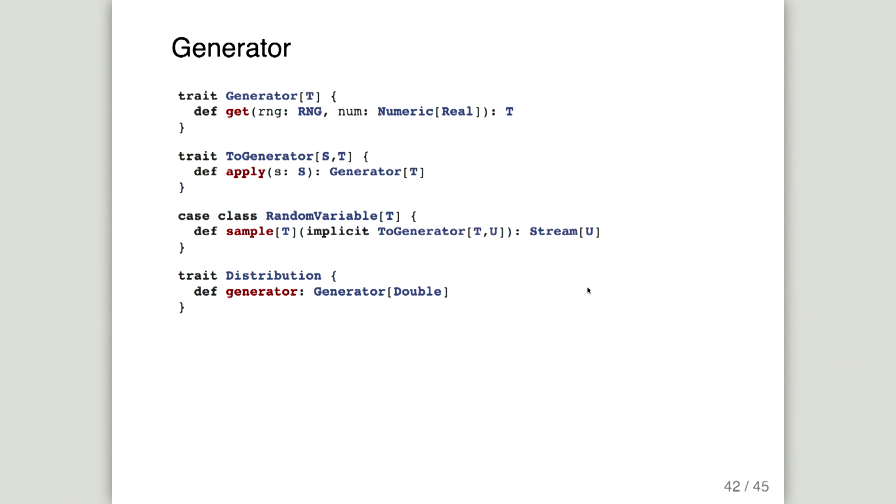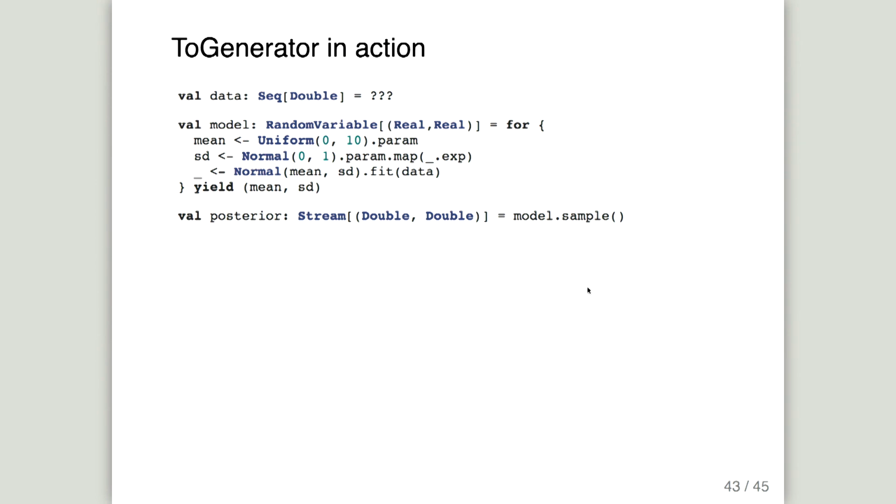And so we have a sample method on random variable which says, if you have a way to convert my model state here into a generator, then I will let you sample from this, and what you will get out is a stream of the values this generator produces. And also any distribution, like normal, you can get a generator for, right? So let me show you what that means in practice.